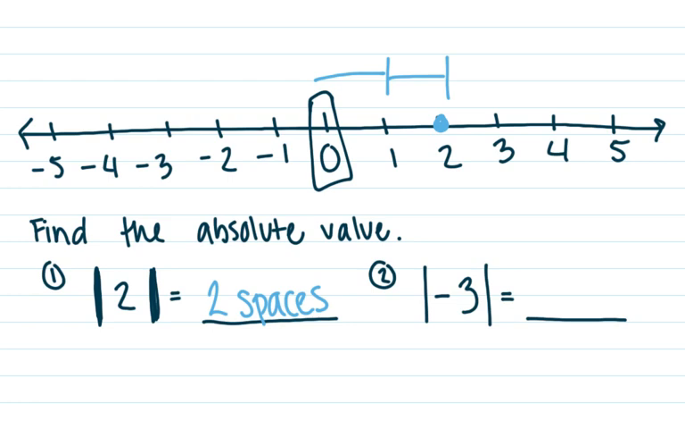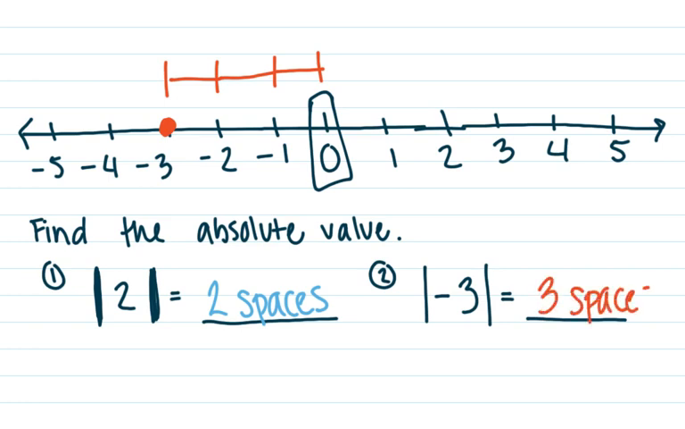Okay, let's try another one. Number 2 here is the absolute value of negative 3. So negative 3 is over here on the left side of 0. And so let's count the spaces. We have 1 space, 2 spaces, 3 spaces. So the absolute value of negative 3, how far it lives from 0, is 3 spaces.